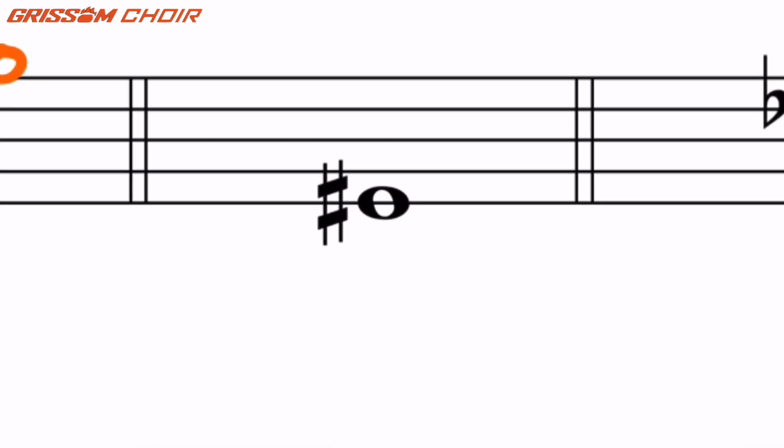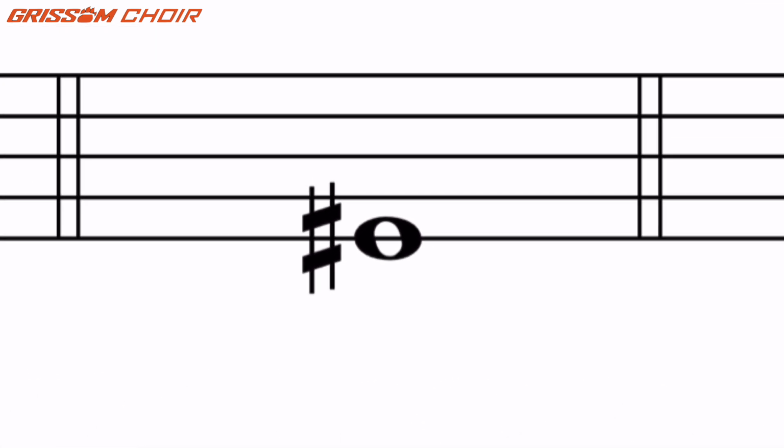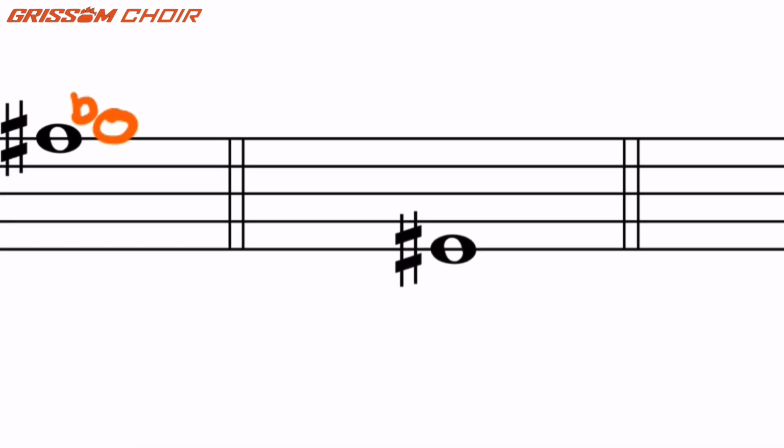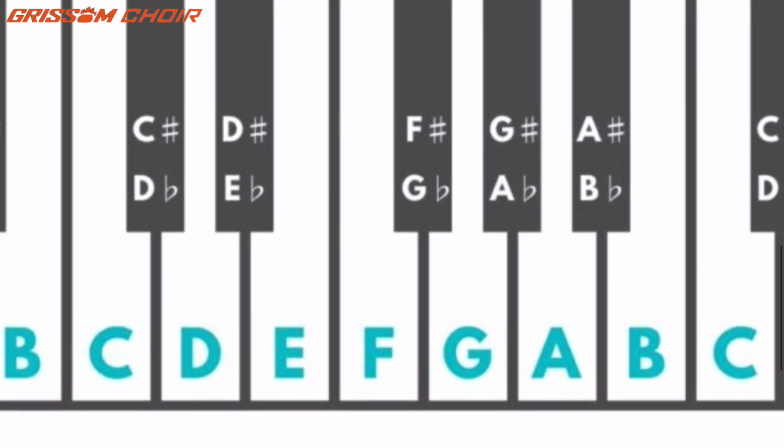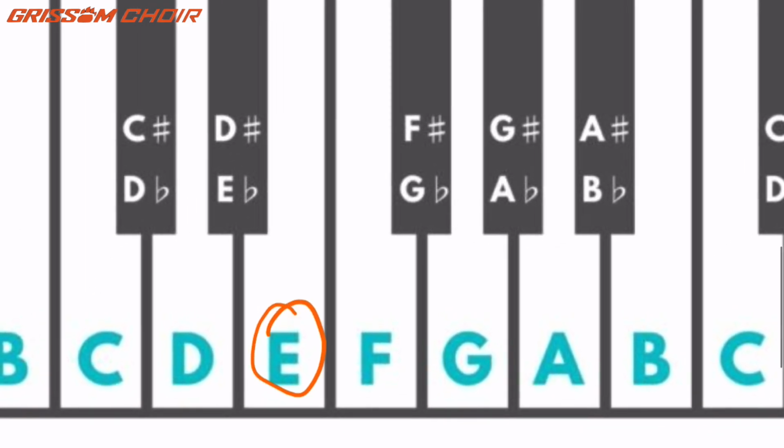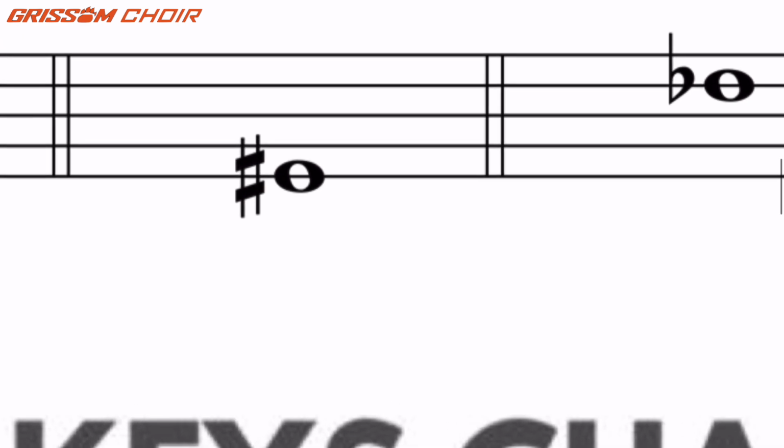Moving on, E sharp. This is somewhat of a tricky one. We find E first on the piano. Here is E. Then we go 1 to the right, because we're looking for E sharp. There is no black key in between E and F. So that means that the enharmonic spelling of E sharp would have to be plain old F. So we would write F.